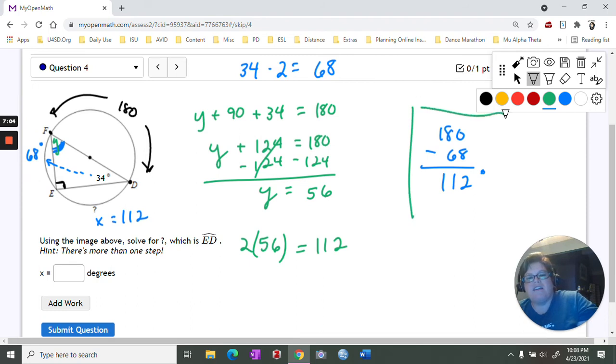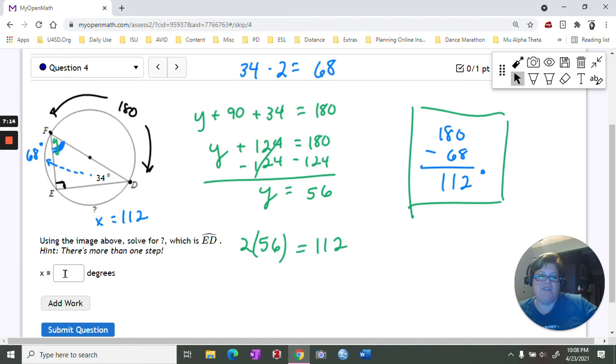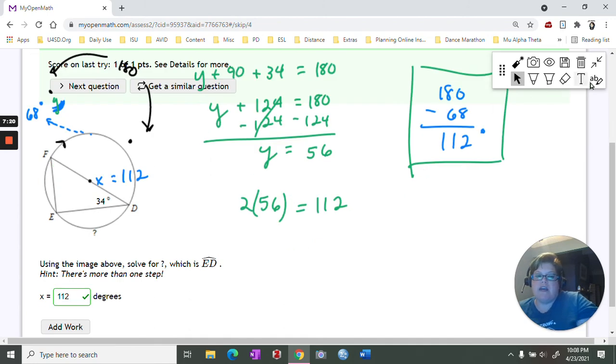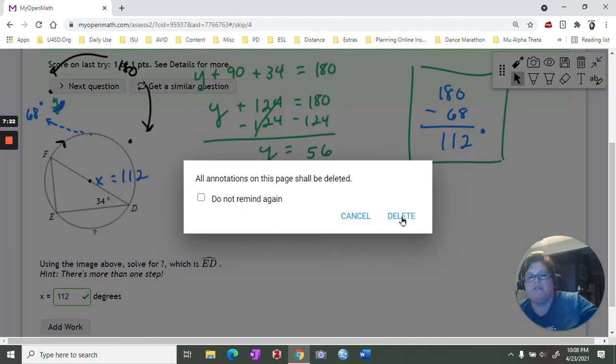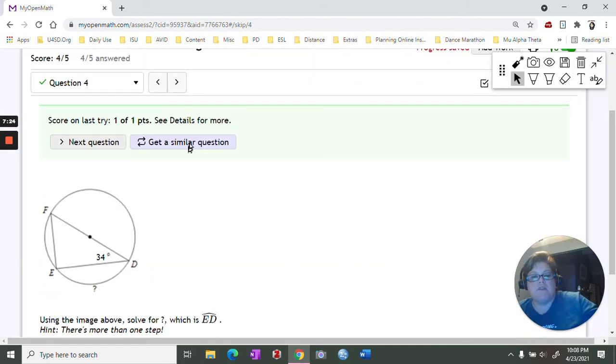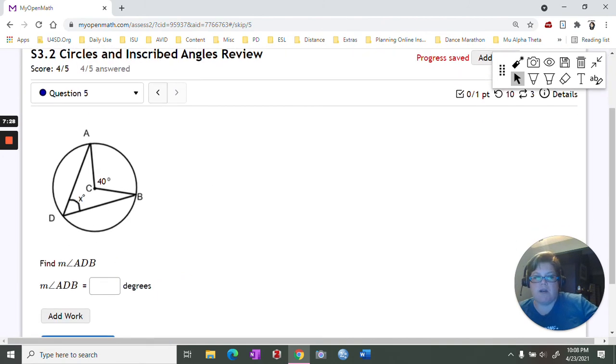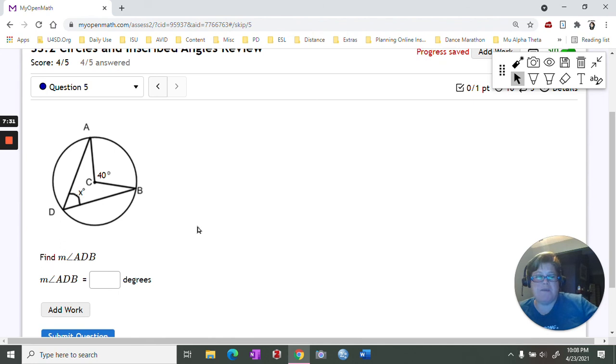This way, I think, is a little bit faster. If you recognize this is 180, or you can use that whole 360, it's up to you. But you have options. You just have to look for the patterns. So if I submit that, we're good. There are similar questions. I think there's up to 4 similar questions for each problem. So I encourage you, do it a couple times.